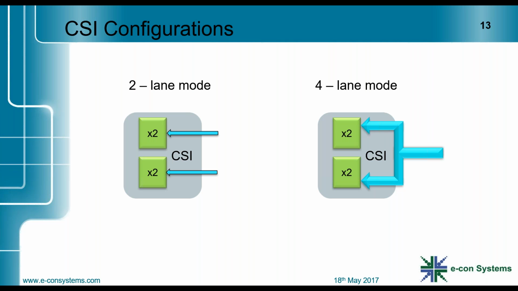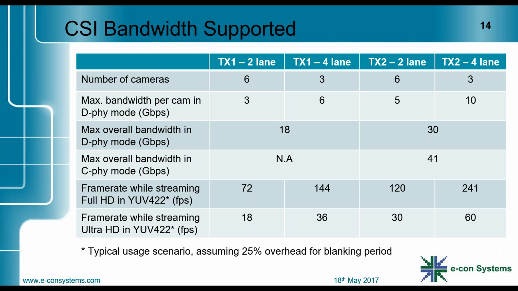So next we will see about the CSI configurations that are supported in both the TX1 as well as TX2. Each CSI brick in the NVIDIA SoC can operate separately in two-lane mode, or two of these bricks can be combined together to be operated as a single four-lane mode. The four-lane mode actually supports more bandwidth, which is in fact double the bandwidth compared to the two-lane mode. So you can opt for four-lane mode if higher frame rates are required for your application.